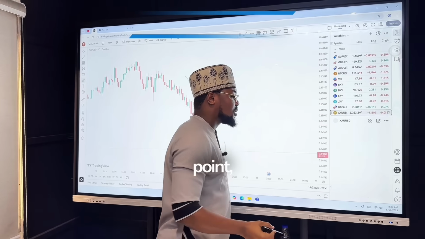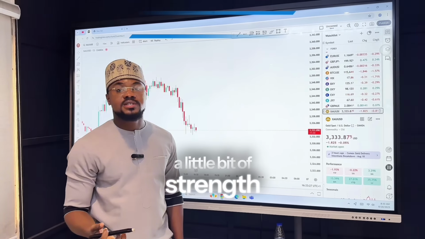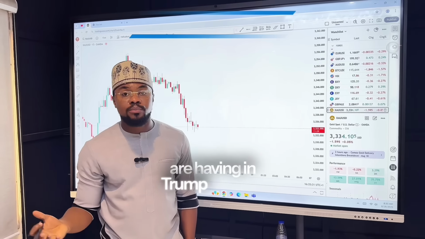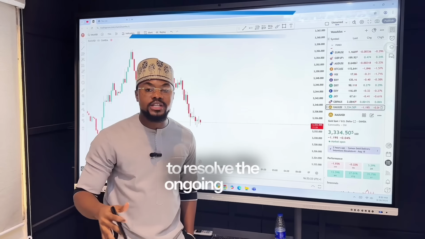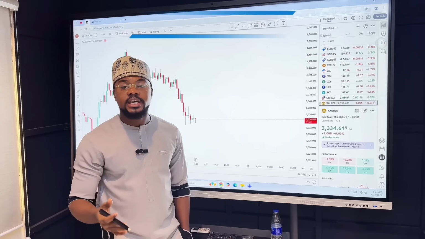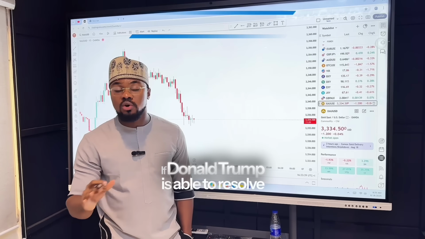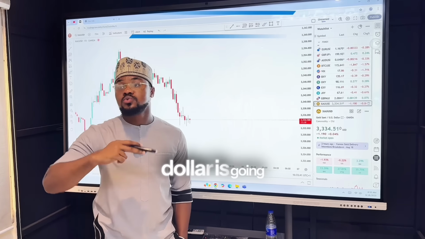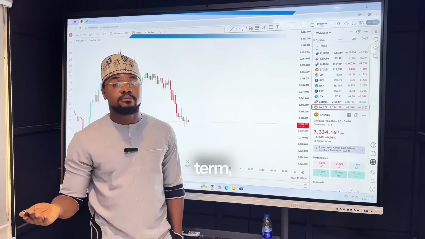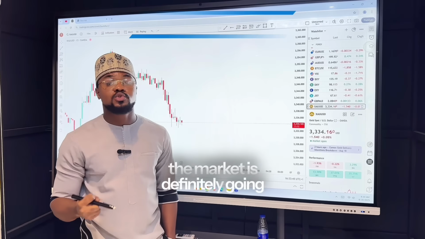Now, why are both of them selling at the moment? Because at this point, the dollar gained a little bit of strength due to the confidence individuals are having in Trump wanting to resolve the ongoing issue between who? Between Russia and Ukraine. If Donald Trump is able to resolve that issue, I promise you, the dollar is going to have a huge spike to the upside. Do you understand? It might be short term, but of course, the market is definitely going to feel it.